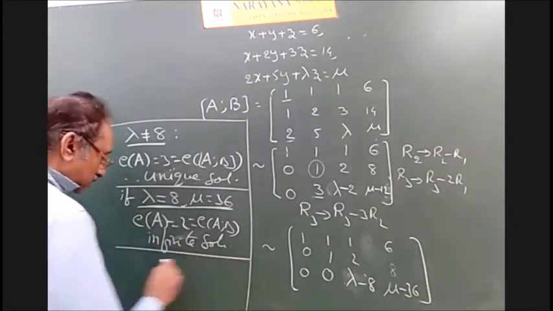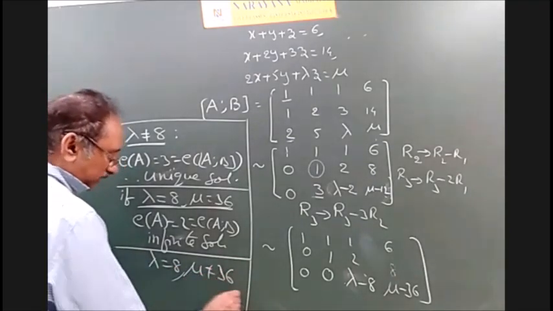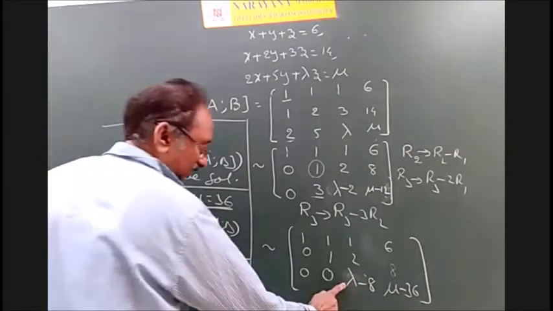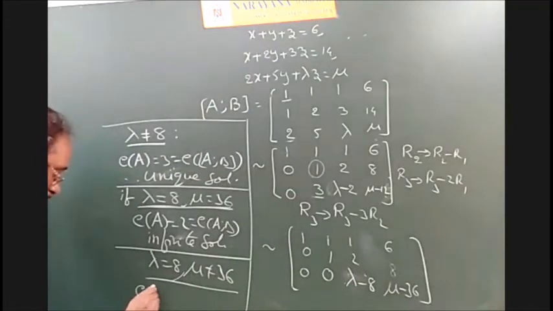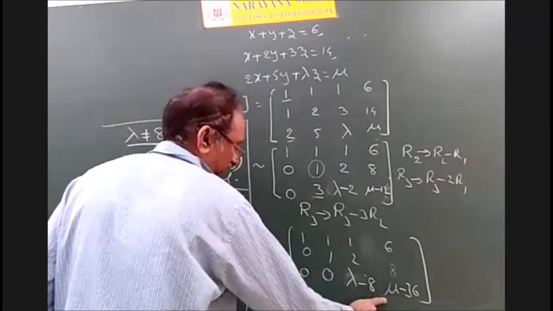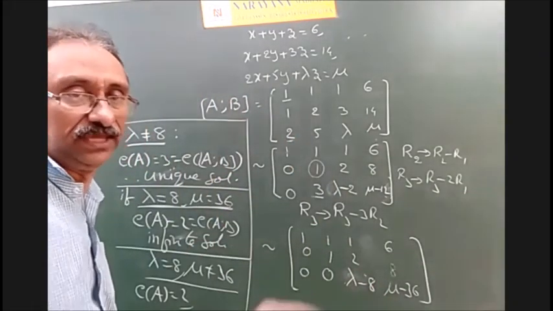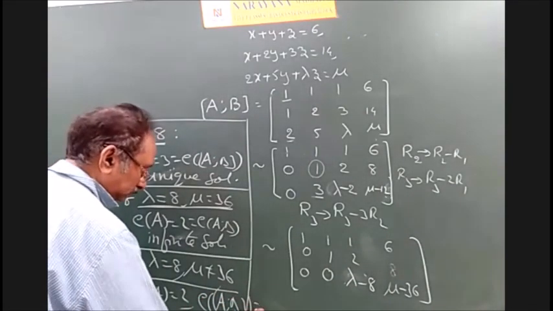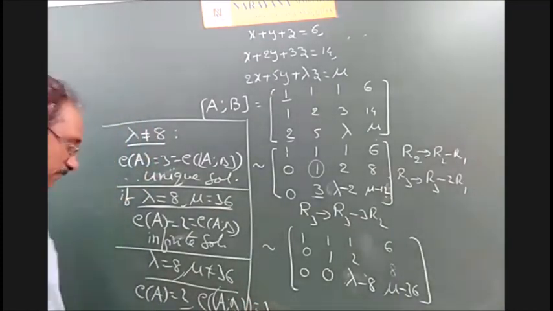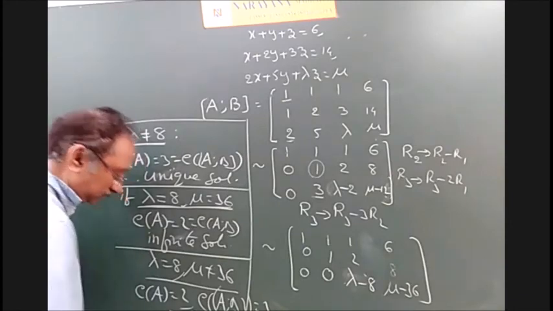And third case. So, already we have taken lambda is equal to 8. But what happens if mu not equal to 36? Since lambda is equal to 8, this is a 0 row for A. Number of non-zero rows is 2. So, rank of A is 2. But if mu not equal to 36, the number of non-zero rows for augmented matrix AB is 3. Therefore, rank of AB is equal to 3. That means rank of A not equal to rank of AB. So, system has no solution.